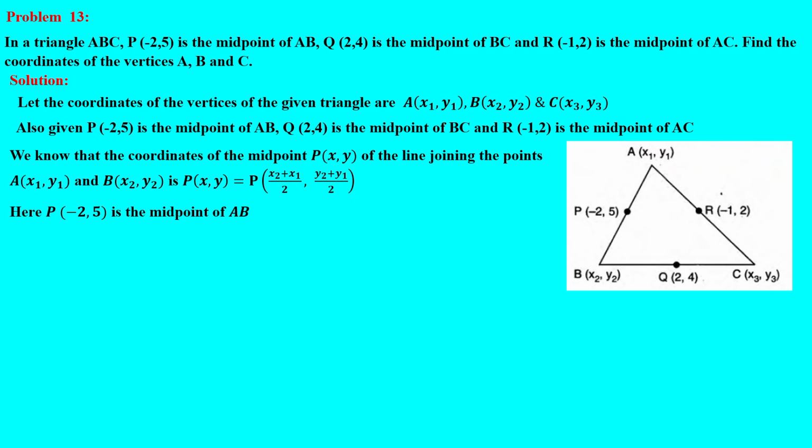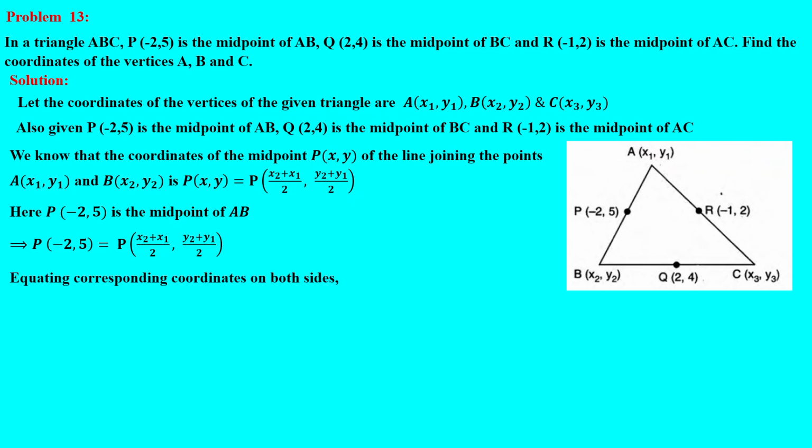Now consider the midpoint P(-2, 5), which is the midpoint of AB. We know A(x1, y1), B(x2, y2) and P(-2, 5). So using the midpoint formula, P(-2, 5) is equal to ((x2 + x1)/2, (y2 + y1)/2). Here x1, y1 is the coordinate of A and x2, y2 is the coordinate of B. So the line joining the points A and B has midpoint ((x2 + x1)/2, (y2 + y1)/2). But the midpoint is given as (-2, 5).